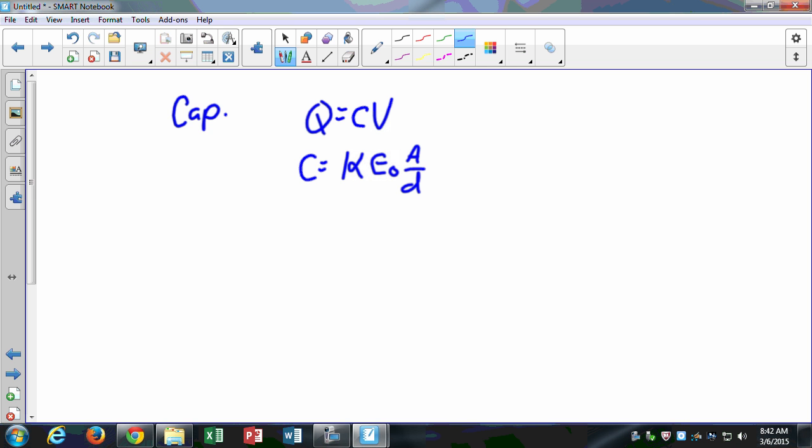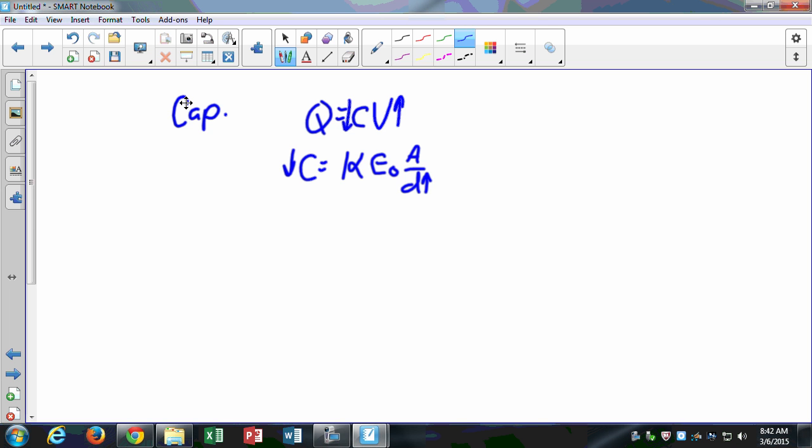So be able to calculate the charge, and also be able to calculate the capacitance. And if you change the geometric dimensions of a capacitor, make sure you know how that changes the capacitance. So for example, if this increases, this decreases. We also, if I change the capacitance, note how that changes either the charge or the voltage. So if my capacitance decreases, that means my voltage increases.